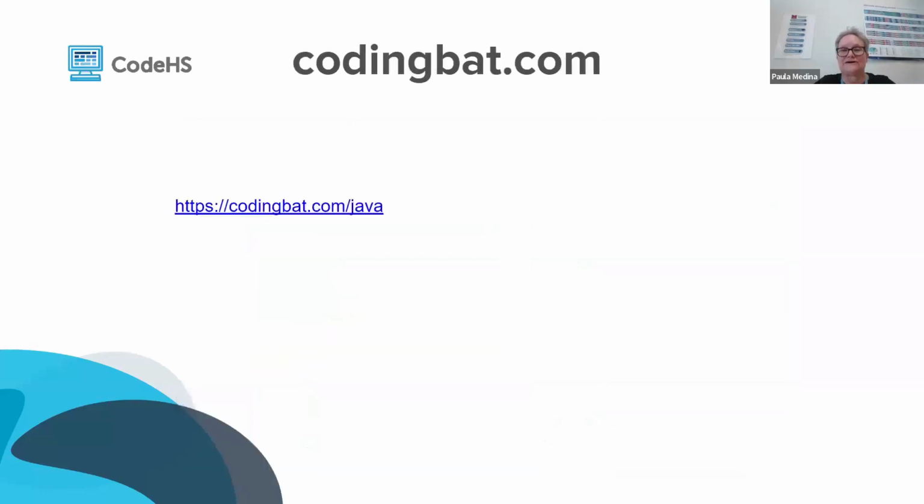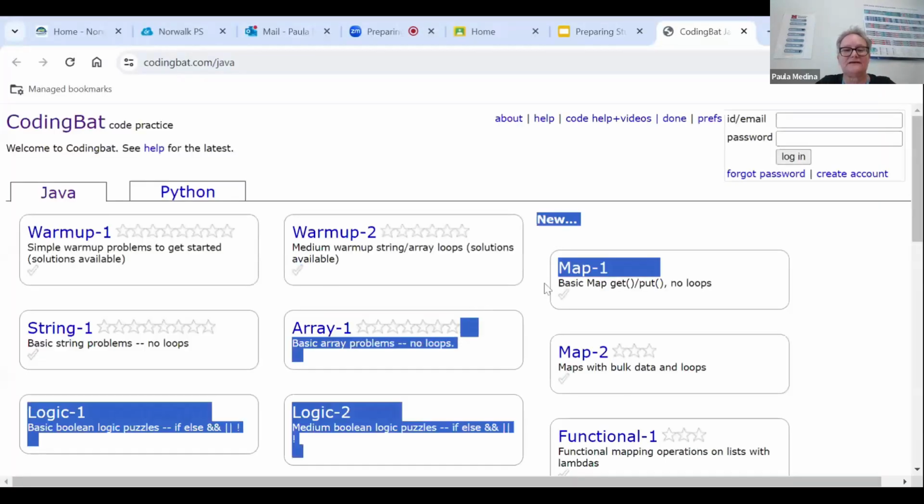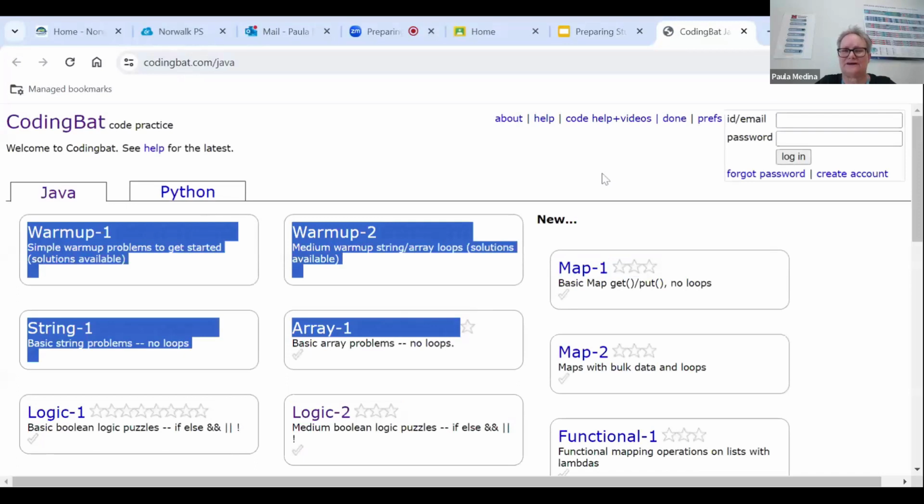And also, I like Coding Bat. I don't know if any of you use this, but I'm going to follow this link. And you can see my screen, right, Robin? They can still see it. Is that right? Yes.